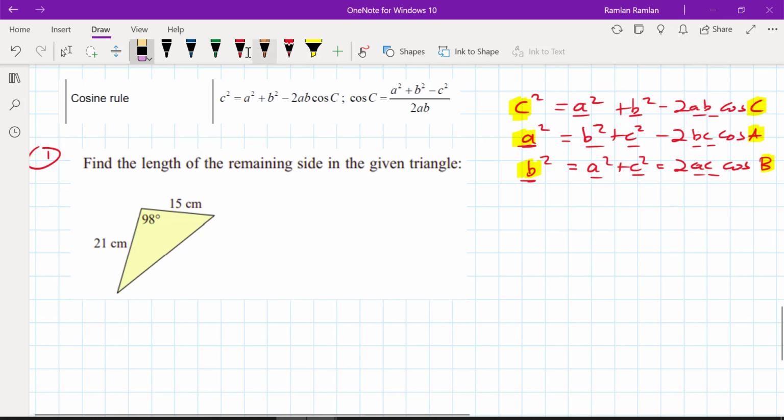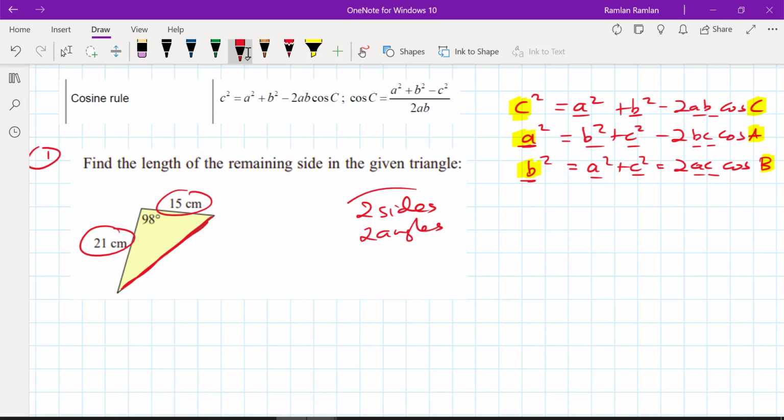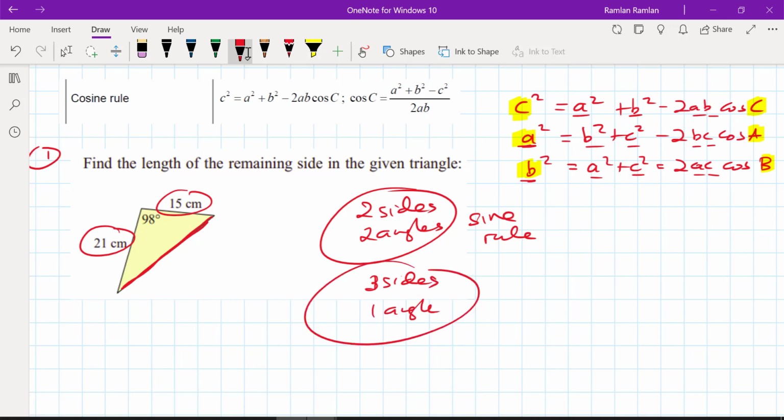So let me give you an example. Let's say number one: find the length of the remaining side in a given triangle. Here we have this length, this length, and we want to know this side. Notice that in the previous example using the sine rule, we have two sides and two angles. In the cosine rule, we have three sides and one angle. These are the two differences about when to use the cosine and sine rule.